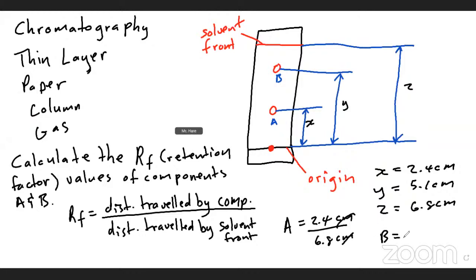And B would be 5.1 divided by 6.8. Anybody work it out? B is 0.75. So B is 0.75. It has no units, of course. And then A is 0.35. All right.